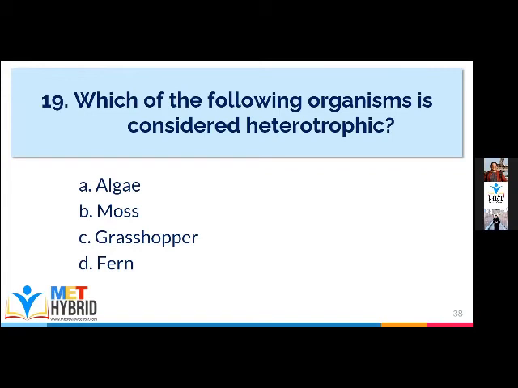Marami din nag-C. So when you say heterotrophic, heterotrophic are organisms that cannot produce their own food, meaning they cannot photosynthesize or chemosynthesize. Yes, so the answer here should be letter C, grasshopper. So grasshopper is a heterotrophic organism.